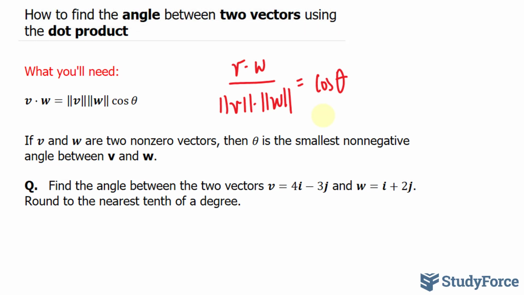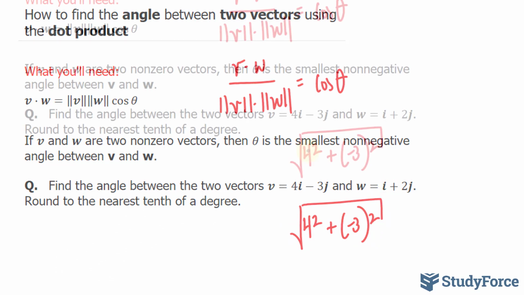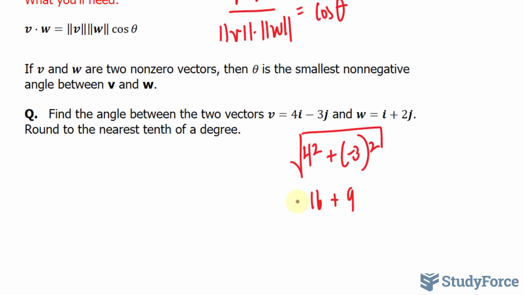That being said, the question reads, find the angle between the two vectors v and w, where v is 4i minus 3j and w is i plus 2j, then round the answer to the nearest tenth of a degree. We'll start off by finding the magnitudes of w and v, and we can do that by using the Pythagorean theorem. We'll take 4, square it, plus negative 3, square it, and take the square root of the sum. That's equal to 16 plus 9, and we end up with the square root of 25. That is the magnitude of v.